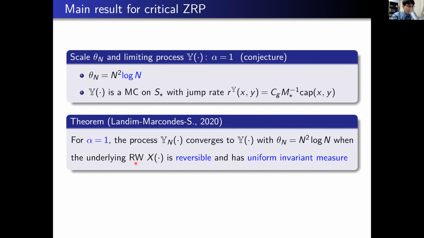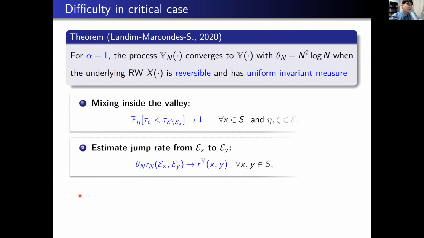We assume that this underlying random walk is reversible, so that the zero range process is reversible, and moreover, this random walk has a uniform invariant measure. Since this is the invariant measure, S star, which is the set of sites with maximal mass, just becomes S. So with these two assumptions, we verified this conjecture, but for the general case, it's still open. I'll explain what's the difference for this critical case compared to the supercritical one.